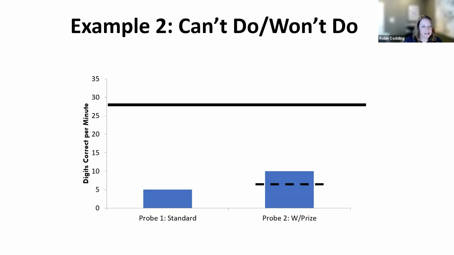In comparison, we see this particular student had 5 digits correct per minute with those standardized instructions. And although they beat that 20% goal that we had, they still are far below the line that would indicate that they have mastered the skill. So that might suggest to us that they do have a skill deficit, but motivation is also going to be an important component of their intervention strategy. So we might call that a combined skill and motivation deficit.